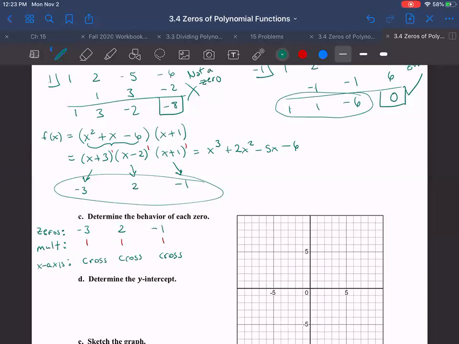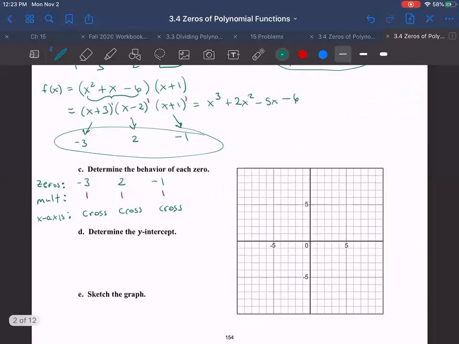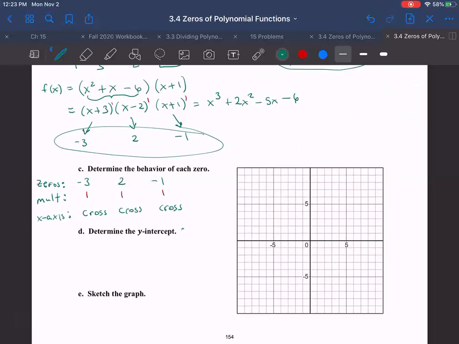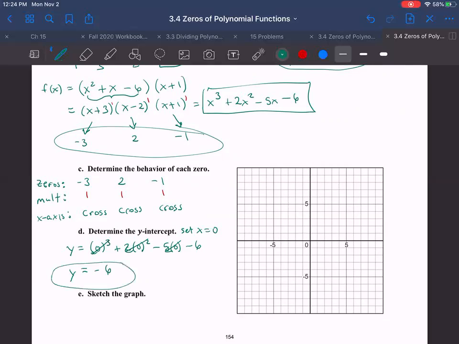All right, after that, we just go through and determine our y-intercept. We do that by plugging in 0 for x, right? Set x equal to 0. So we get y equals 0 cubed plus 2 times 0 squared, right? I'm taking it right here from our original function, minus 5 times 0 minus 6. 0 cubed is 0, 2 times 0 squared is 0, and 5 times 0 is 0. So we're left with just y equals -6. All right, there's our y-intercept.